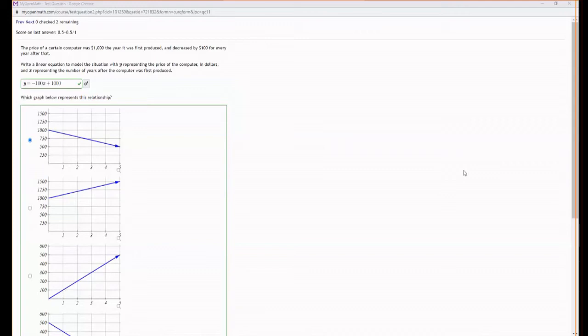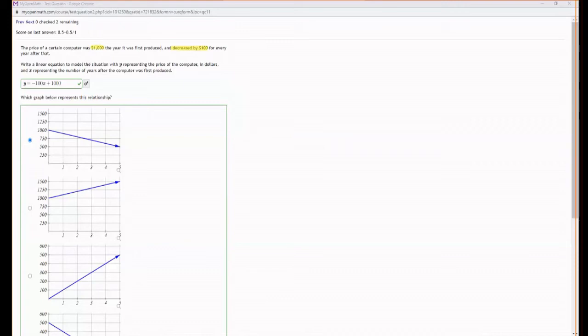So how do you know it's supposed to be negative? Oh, I guess you're subtracting the amount of money that it loses, times the amount of years, and then we add 1,000? Yeah, so it's starting off at 1,000. So you could think of it as being start at 1,000 and then decrease by $100. That's how we know to subtract.